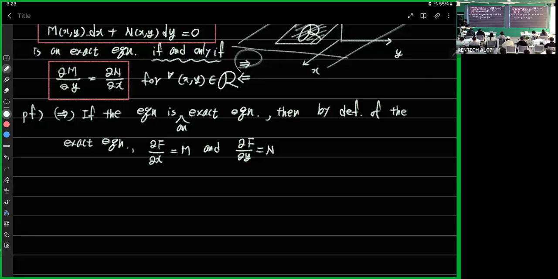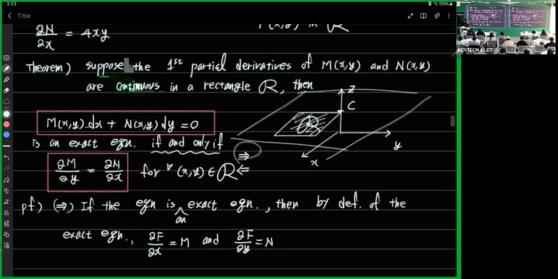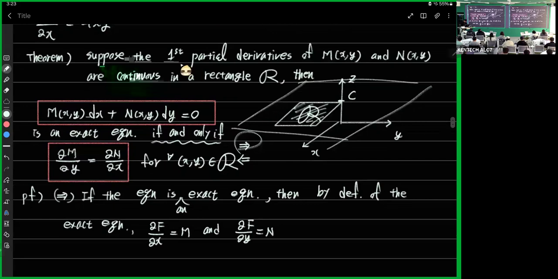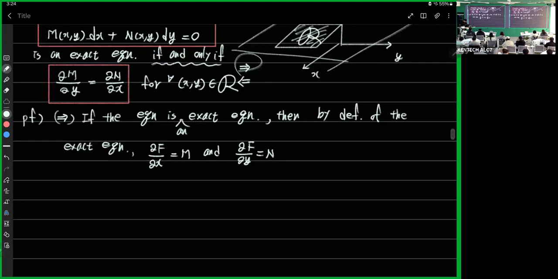And then give me a second. So you see the assumption? Suppose that means assumption. Okay, assumption: assume that the first partial derivatives are continuous. So first partial derivatives continuous means that because of that we can say, let me write down.